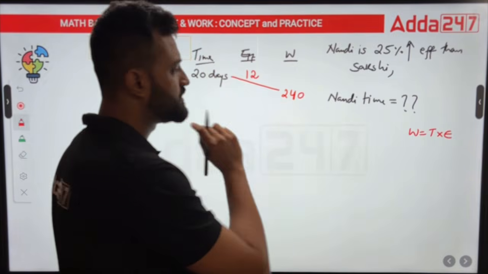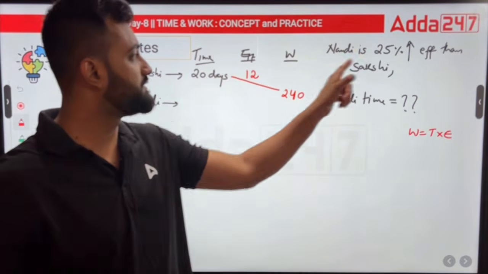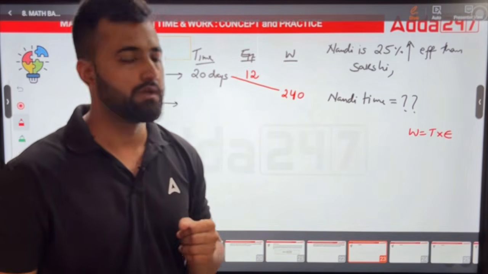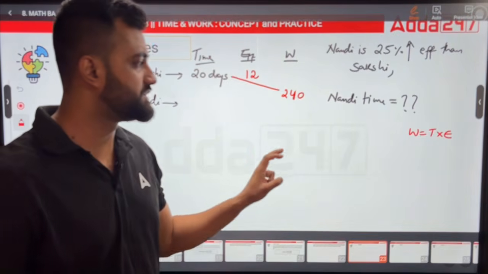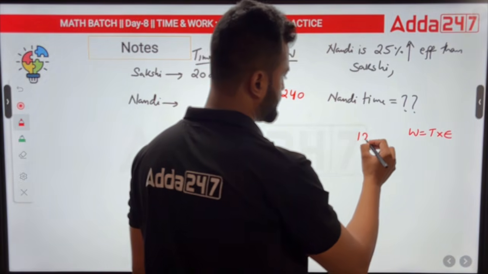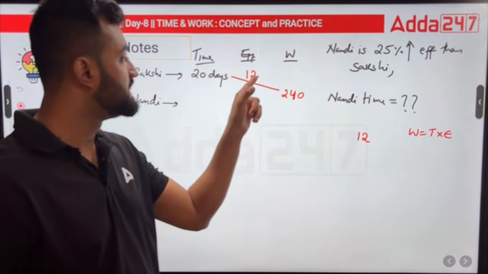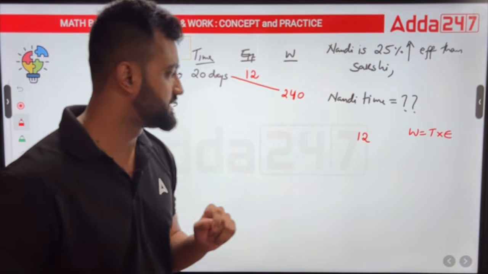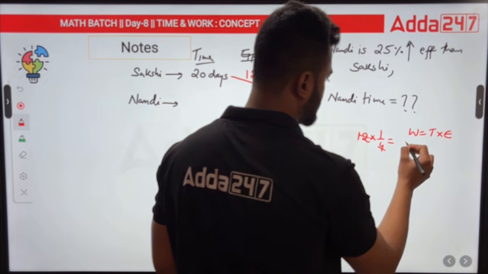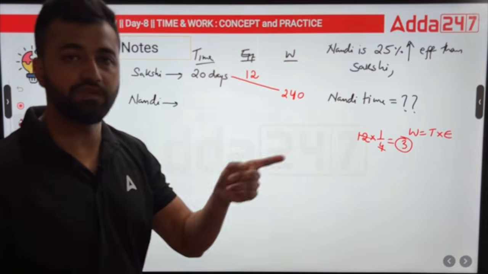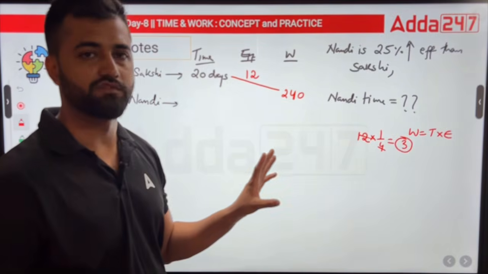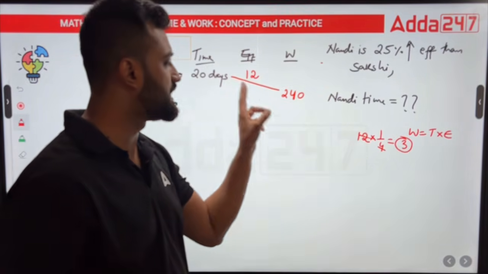And why did I take 12? You'll understand now. Because I want to get 25% of 12. If I take 12, 25% of 12 will be very easy for me. We have learned in the percentage chapter, 25% means 1 by 4. This 12 is the efficiency, and I want its 25%. If I do 1 by 4 of 12, this cancels out and I get 3. If you take 10, you will get the answer in decimal, which I do not want. That's why I took 12 here, so that 25% of 12 gives me 3.